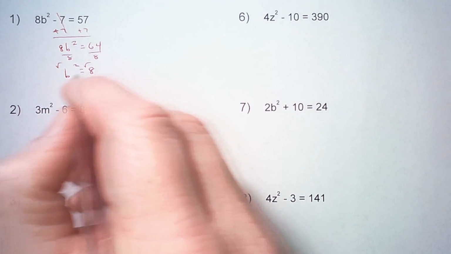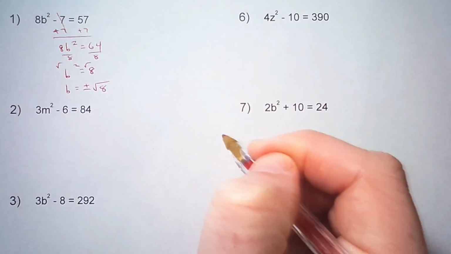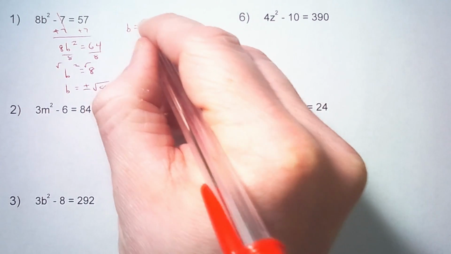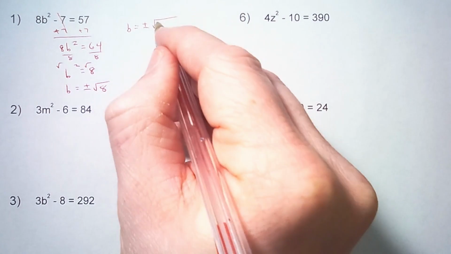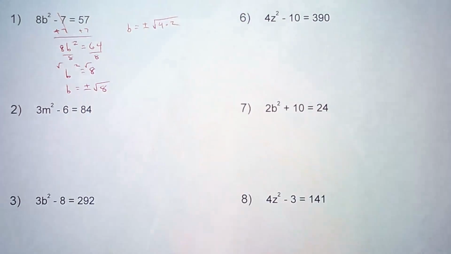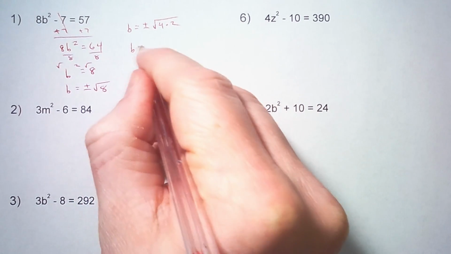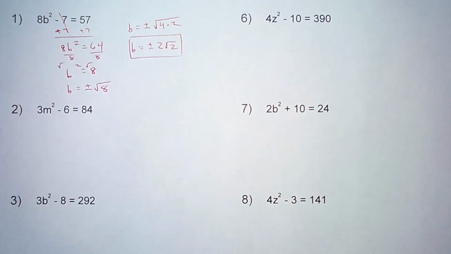And then the square root. So b equals plus or minus the square root of 8. Okay, so I'll bring that up here. So b equals plus or minus the square root of 8 is 4 times 2, and 4 is a square number. The square root of 4 is 2, so b equals plus or minus 2 times the square root of 2.